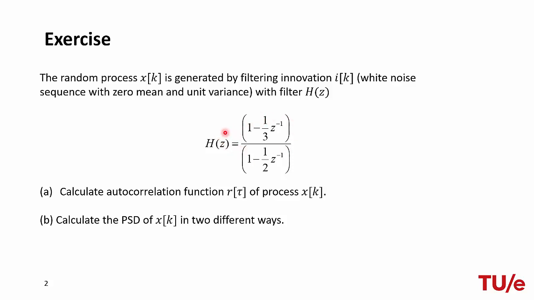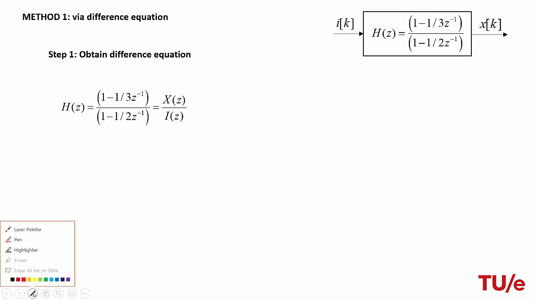From the system function, we can observe that this system has a 1, 0 and 1 pole. So it's an ARMA process, an autoregressive moving average process. And in this exercise, we are asked to calculate the autocorrelation function and also the power spectral density in two different ways. There are different ways to calculate the autocorrelation function. In this pencast, we will focus on the method based on the difference equation. Alternatively, we could also use the modified Yule-Walker equations.